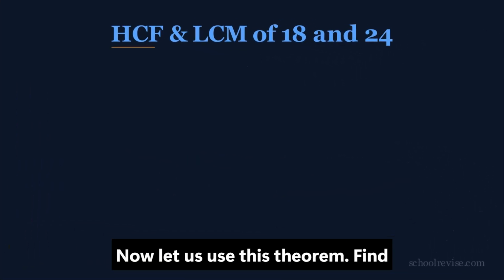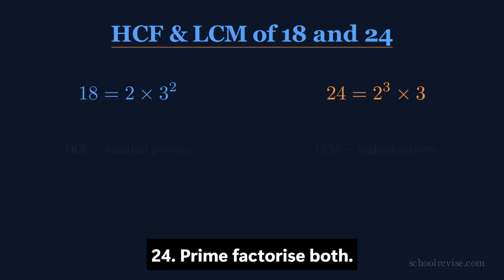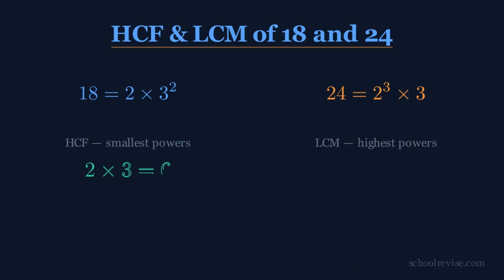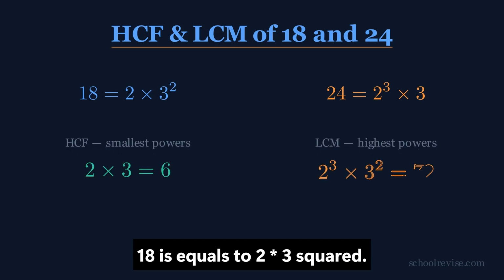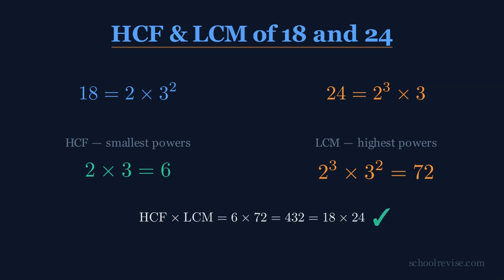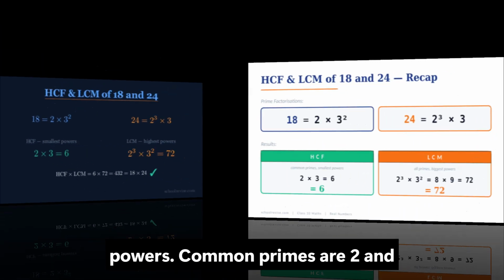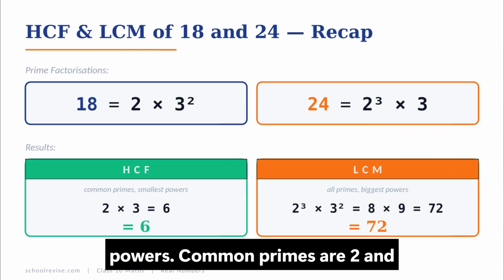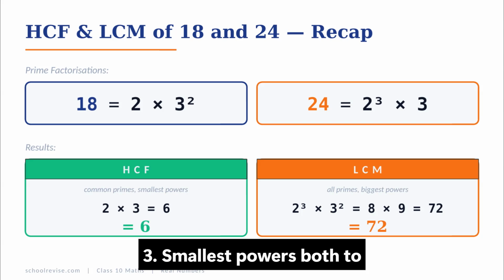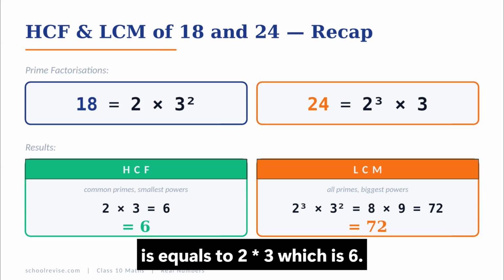Now let us use this theorem. Find HCF and LCM of 18 and 24. Prime factorize both. 18 is equal to 2 times 3 squared. 24 is equal to 2 cubed times 3. For HCF, common primes, smallest powers. Common primes are 2 and 3. Smallest powers, both to the power 1. So HCF is equal to 2 times 3, which is 6.